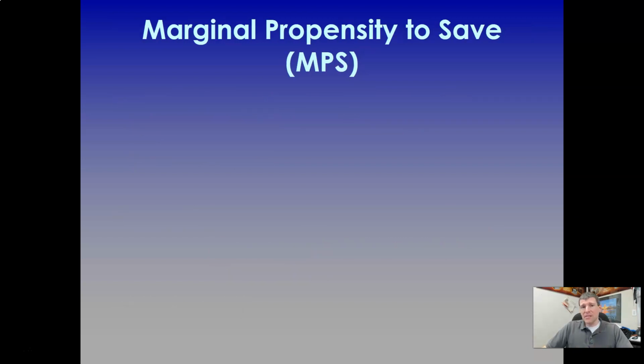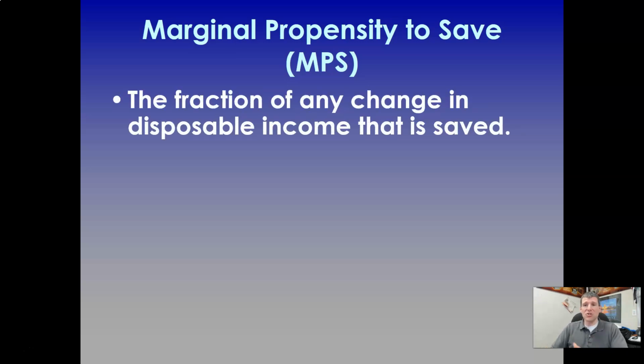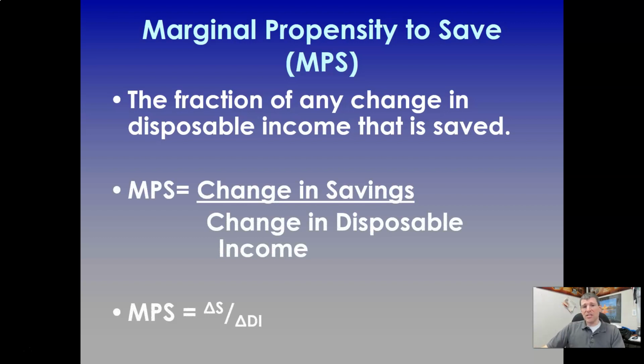The MPS is your marginal propensity to save. So it is looking at out of the additional money that you receive in disposable income, how much of that do you save? So this will be the change in savings divided by the change in disposable income. In the example we just used, I gave you $10,000 additional dollars, you spent $8,000 of it, so therefore you saved $2,000 of it. Change in savings was $2,000. Change in disposable income was $10,000. So therefore your MPS is 0.2.